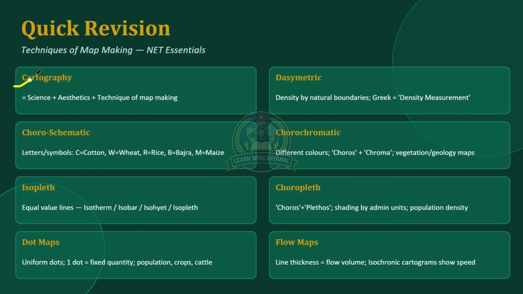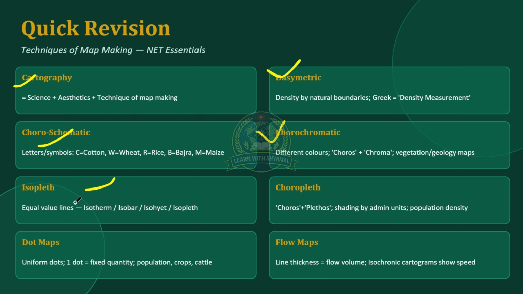Quick revision. Cartography means the science, aesthetics and techniques of map making. Dasymetric: density by natural boundaries, Greek word for density measurement. Chorochromatic: letters and symbols, C for cotton, W for wheat, R for rice, B for bajra, M for maize, for example. Chorochromatic: different colors, choros plus chroma, vegetation and geology maps.